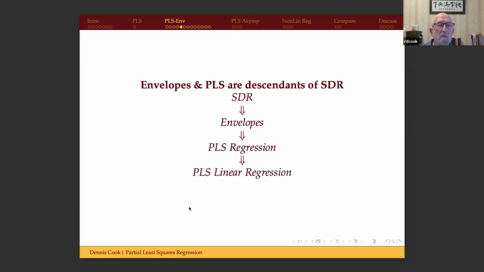So we have envelopes in PLS are descendants of sufficient dimension reduction. Sufficient dimension reduction is at the top. That gives rise to envelopes, which is a descendant of that. Partial least squares regression is a descendant of envelopes. Partial least squares linear regression is then a descendant of partial least squares regression. So I hope that kind of answers the questions that were raised earlier, or at least sheds more light on the answers.